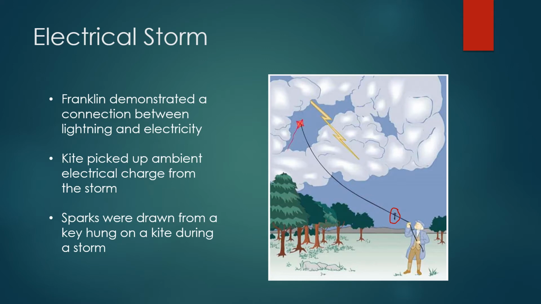The key's purpose was acting sort of like a conductor. While he was flying this kite in the storm, the kite picked up the ambient electrical charge that comes from storms. He noticed that the string tied around the key, that silk string, started to rise a little bit, kind of stick out. So he reached up his hand, not touching but near the key, and saw that little spark that we talked about jumping from the key to his finger. This proved to him that storms were made up of electricity, of electrons, because that spark he saw was really just electrons jumping from the key to his finger.